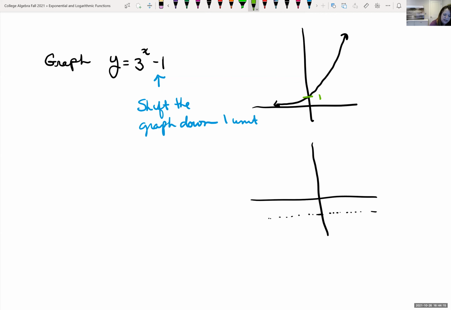I can think about this point here that was at (0, 1). Now if I shift it down 1 unit, that's now going to be at (0, 0). So I'm going to have some graph that looks like this. And if you asked me for my range, my y value is now from -1, not including -1, to infinity.